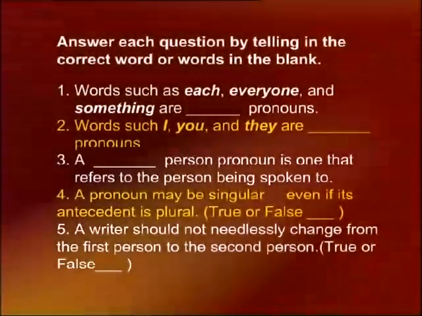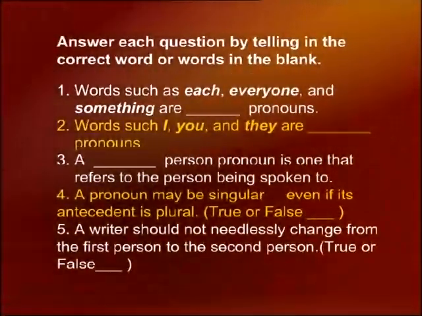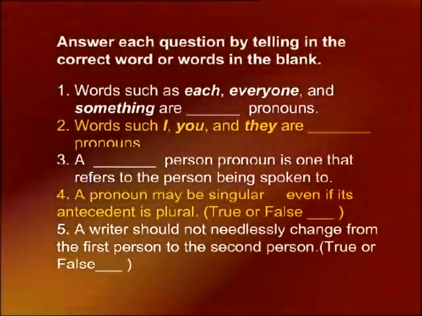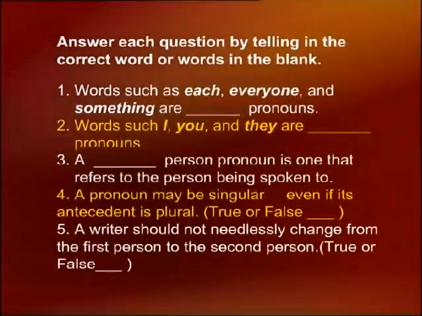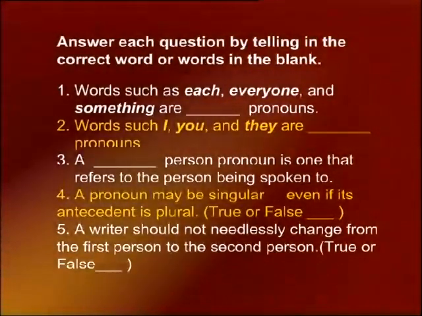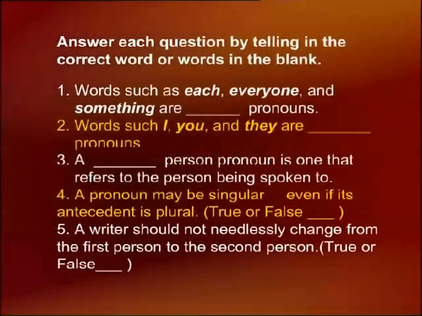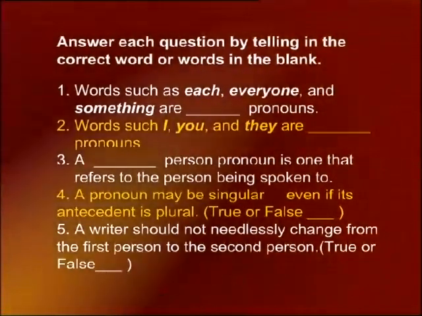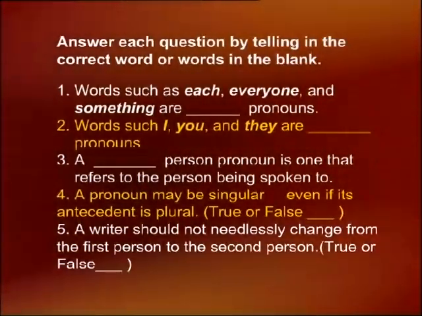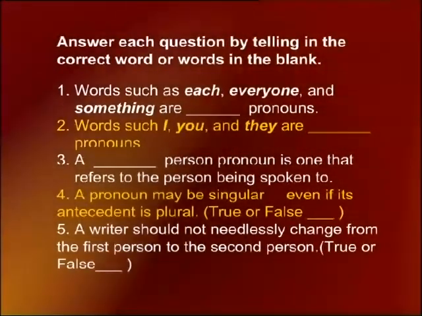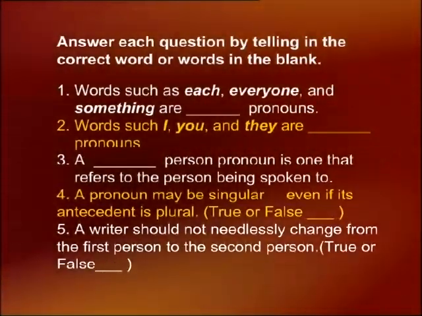A quick lesson review, what we have done today. Answer all these questions by writing the correct word in the blank. Words such as each, everyone, and something are what kind of pronouns? They are singular pronouns. Number 2, words such as I, you, and they are personal pronouns. Number 3, a dash person pronoun is one that refers to the person being spoken to, and the word is second.